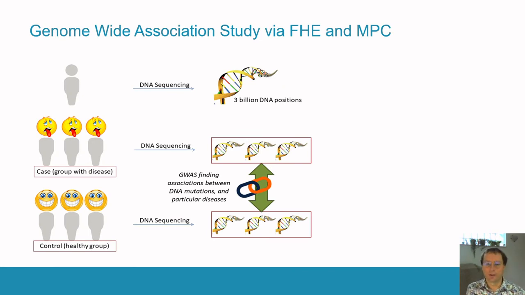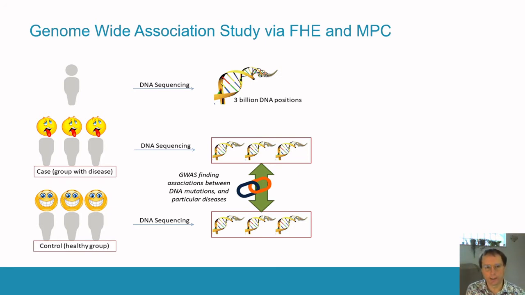Another one that everyone does is what's called a genome-wide association study. Now, what we're going to do here is look at this from the point of view of FHE and MPC and compare the two approaches, and actually say that they're really not that much different when you look at them from a very, very high-level point of view.